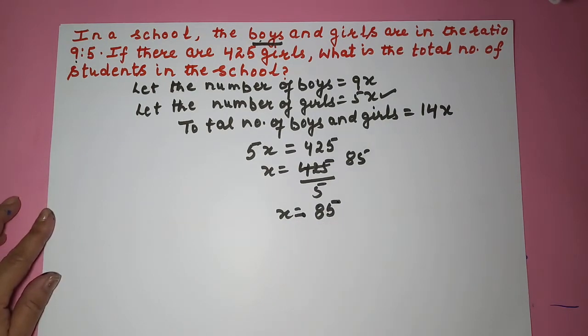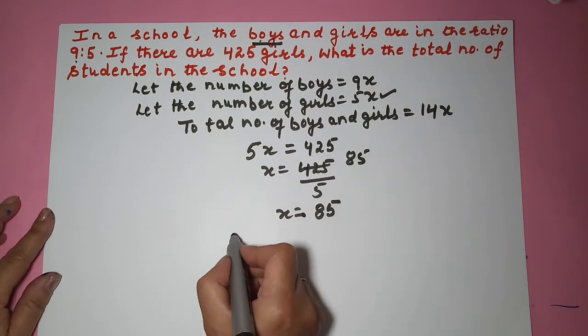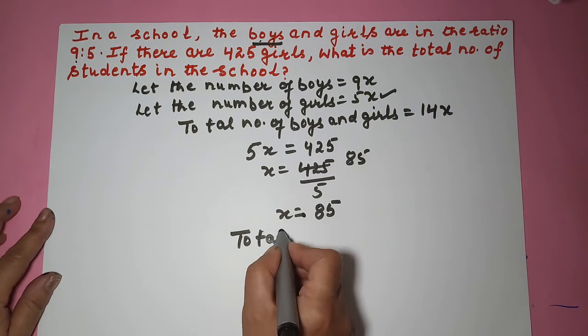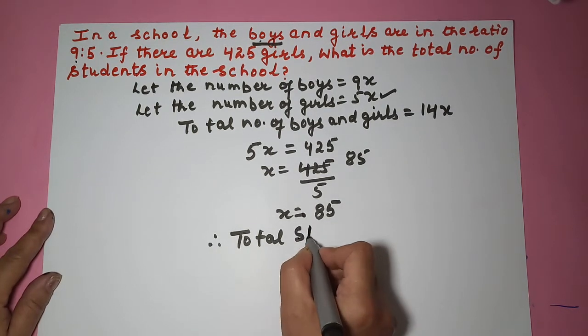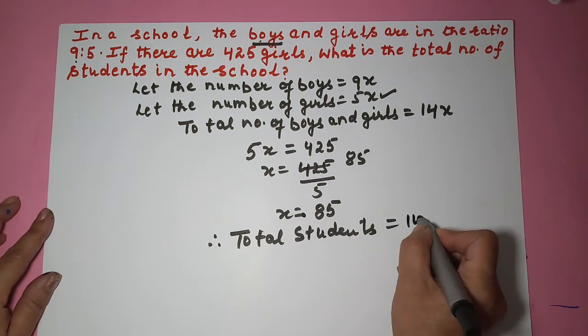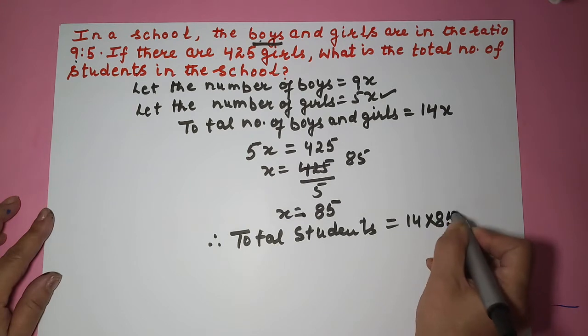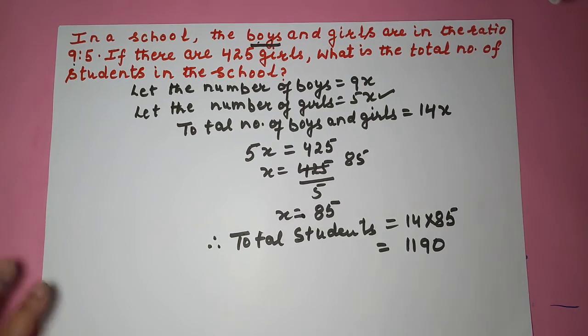Now what do I want to do? I want to calculate the total students. So how do I calculate the total students? I have the total number of students as 14x. Therefore total students is equal to 14 into 85. So that is 1190. Right?